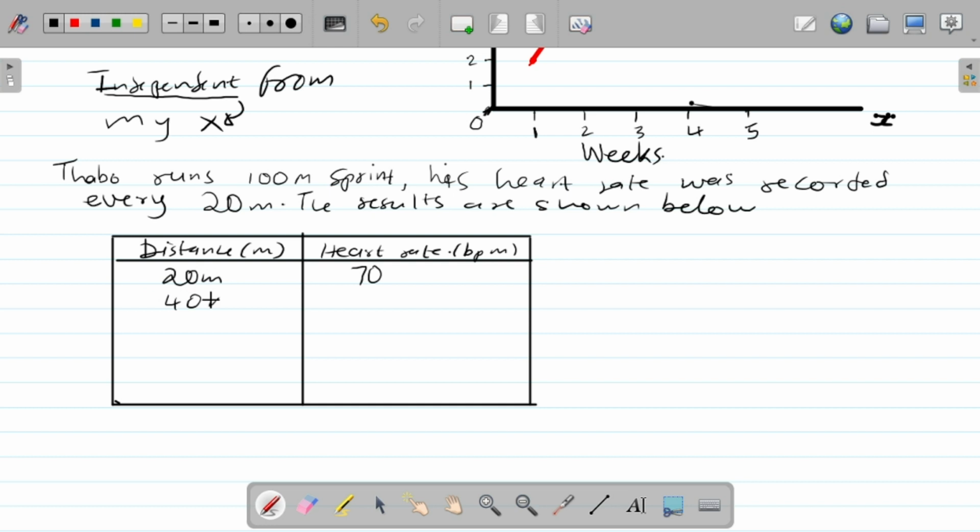At 40 meters, his heart rate was 90 beats per minute. At 60 meters, his heart rate was 95 beats per minute. At 80 meters, his heart rate was 100 beats per minute. And at 100 meters, his heart rate was still 100 beats per minute. Draw a line graph representing the results of Thabo's sprint.